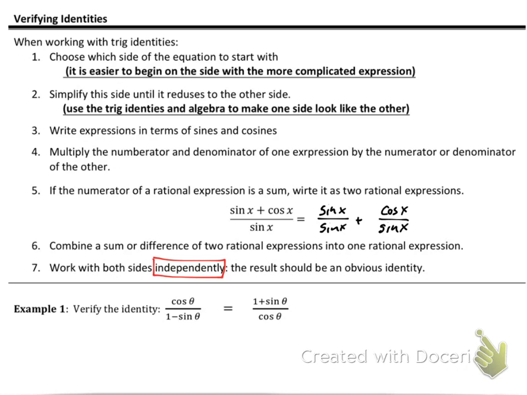So like this one, I only can work with the cosine over 1 minus theta, or I can work on the 1 plus sine theta over cosine. I can't work on both of them at the same time. Like I can't cross multiply. I only can work on this, or I can only work on that. They all stay on their side. Okay? So keep that very square in your head that you aren't multiplying both sides by something. You aren't square rooting both sides. You're not doing cross multiplication or anything like that.